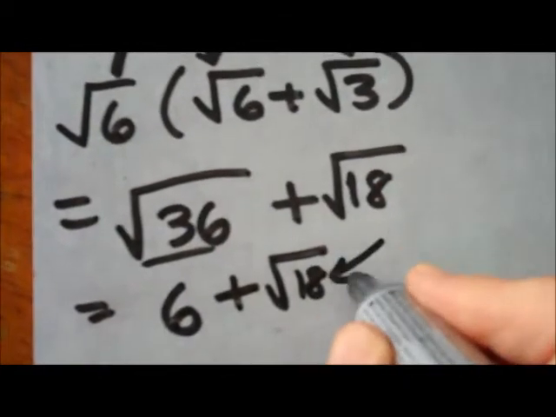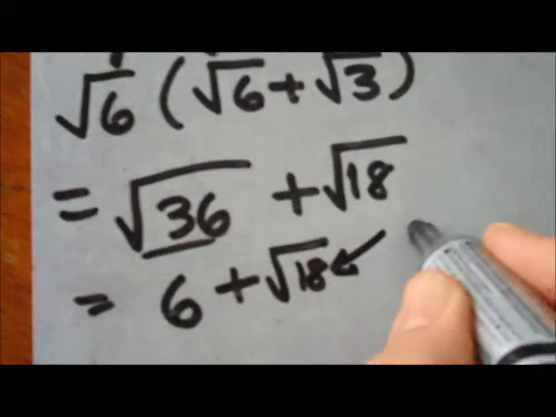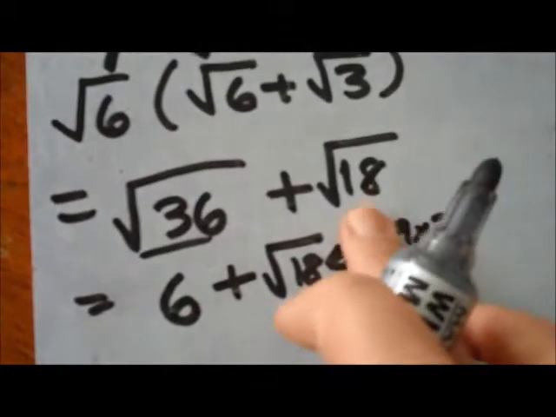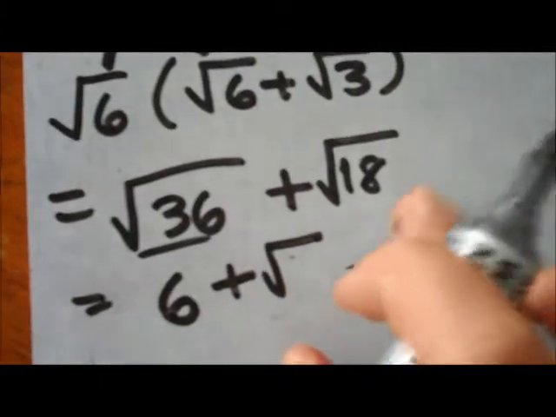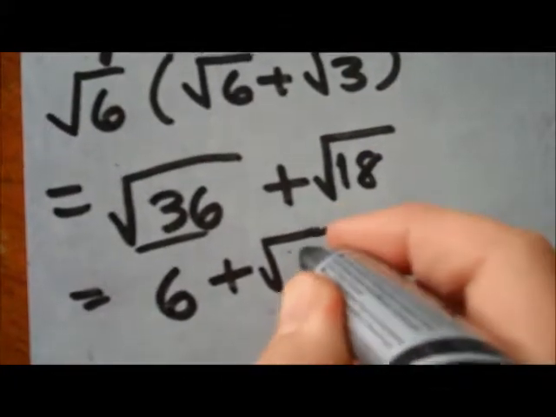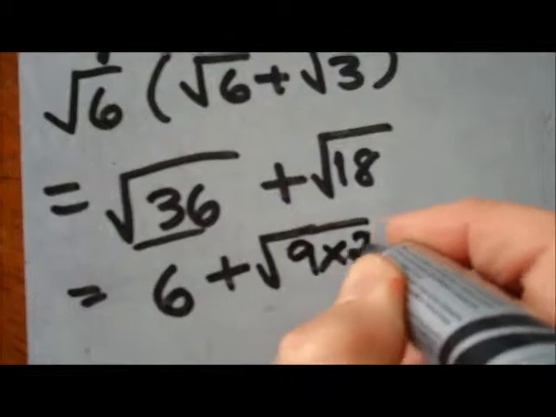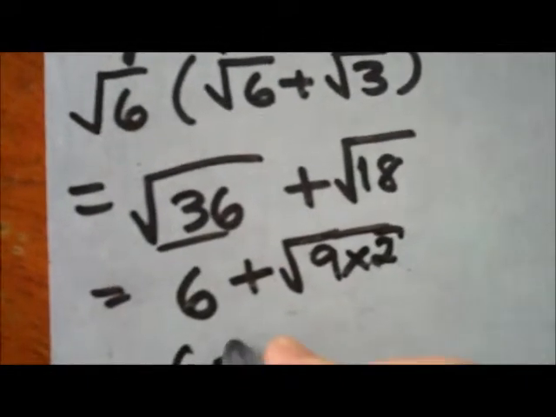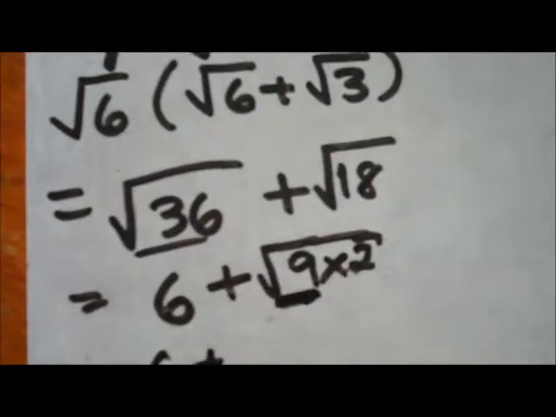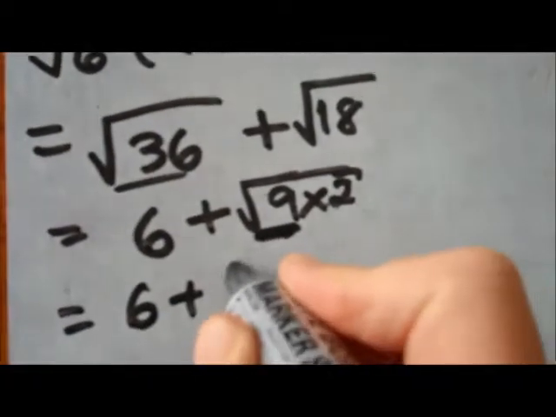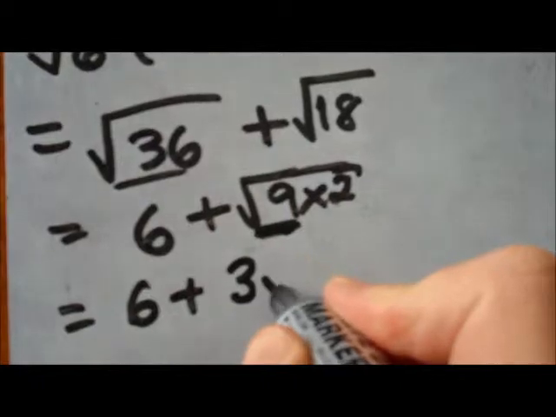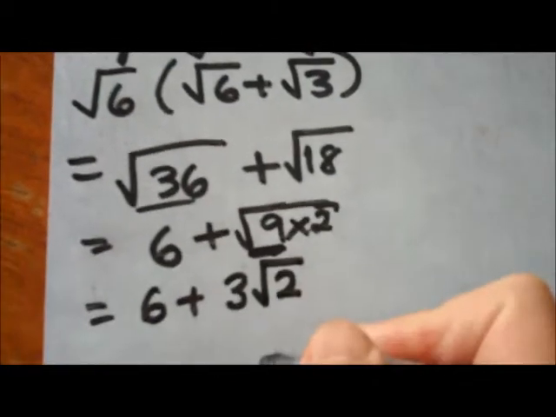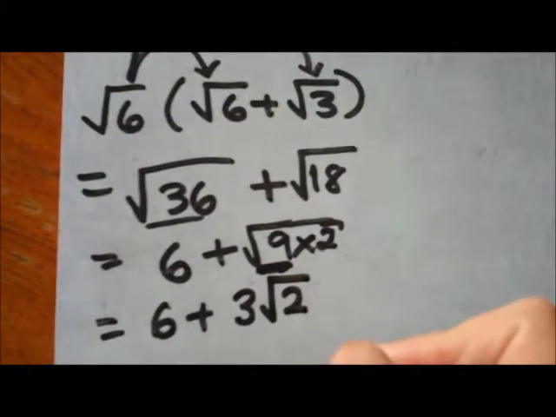Now if you have a look at this one, 18 is 9 times 2. Okay? So instead of writing the square root of 18, I'm going to write the square root of 9 times 2. So I've got 6 plus, but what is the square root of 9? Square root of 9 is 3. So this is actually 3 root 2. Okay?